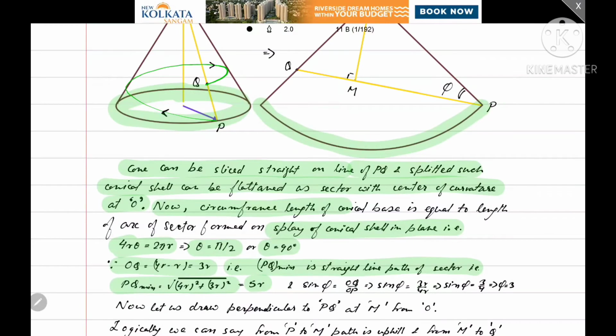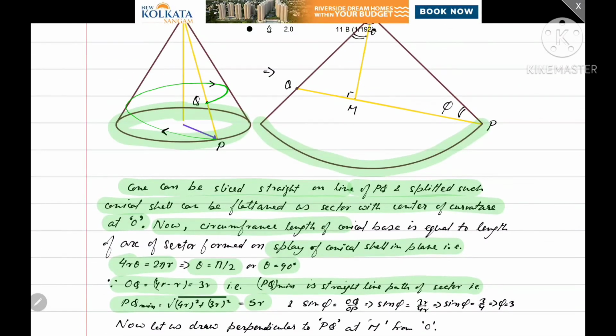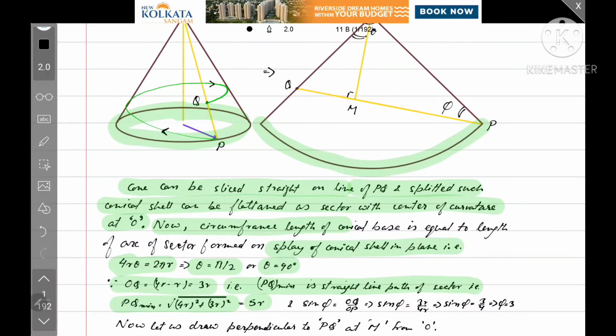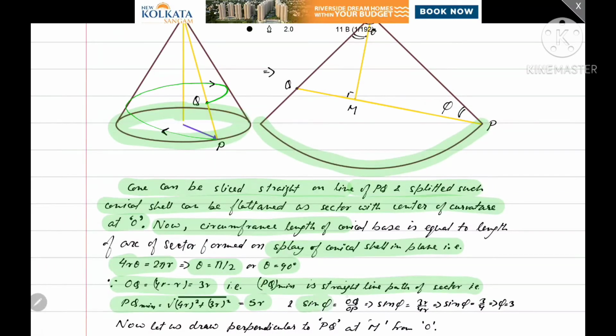And hence in the diagram we can see, check it out, in a right angle triangle, here theta is equal to 90 degree, then it is right angle triangle POQ. Then what is the angle OPQ? It is phi I had taken, then sin phi is equal to OQ by OP. It implies sin phi is equal to 3r by 4r. It implies sin phi is equal to 3 by 4.